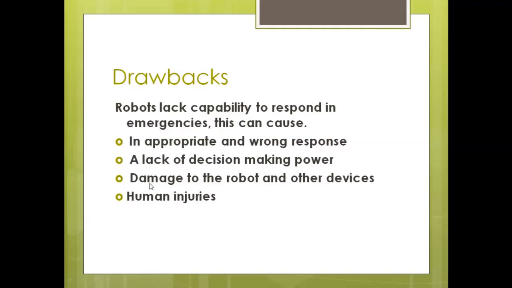Next is damage to the robot and other devices. Sometimes damage to the robot can take place. It will cause a loss of crores together. Then the last one is human injuries. A robot can cause human injuries in some cases. These are some drawbacks of the robot.